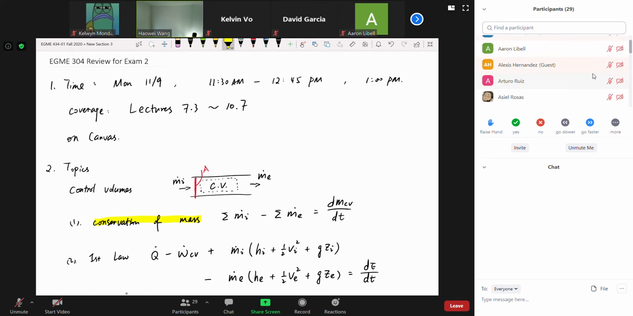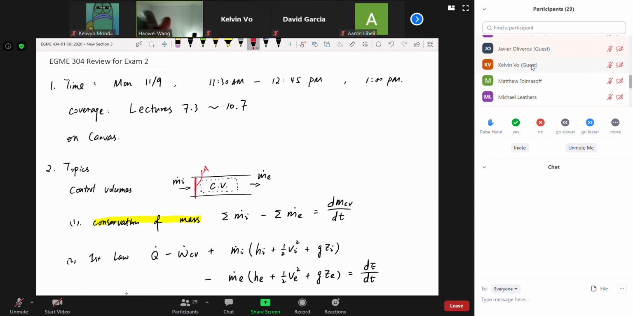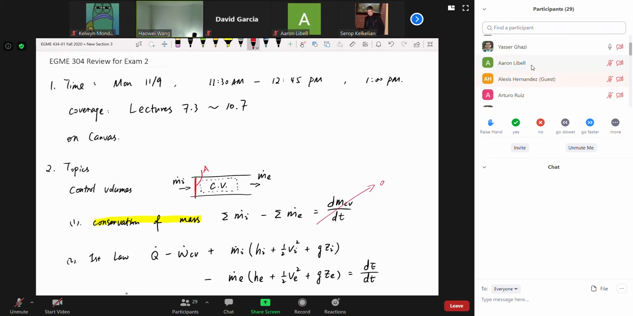Okay, what if we have steady state? What's going to happen to this equation? The energy will equal 0. Which part? The kinetic and the potential. No, we're talking about the conservation of mass equation. Oh. Steady state. All the properties go to 0. Therefore, yes, the right-hand side goes to 0.